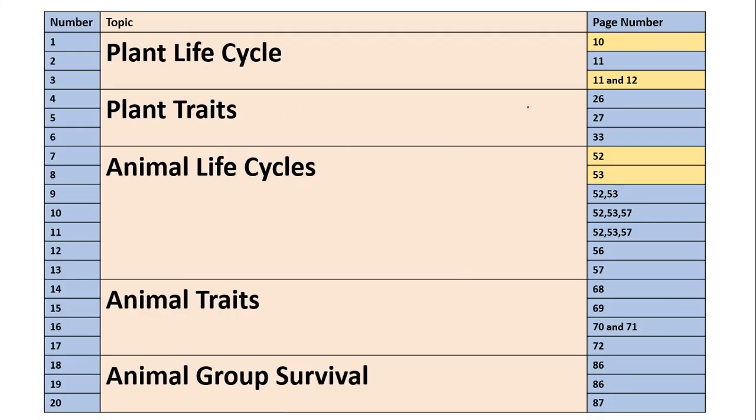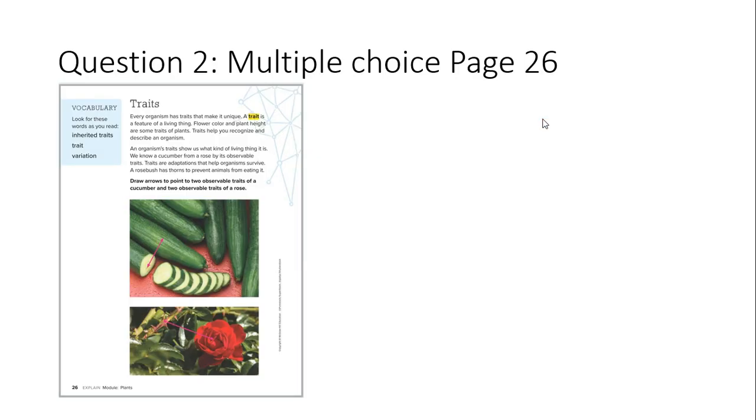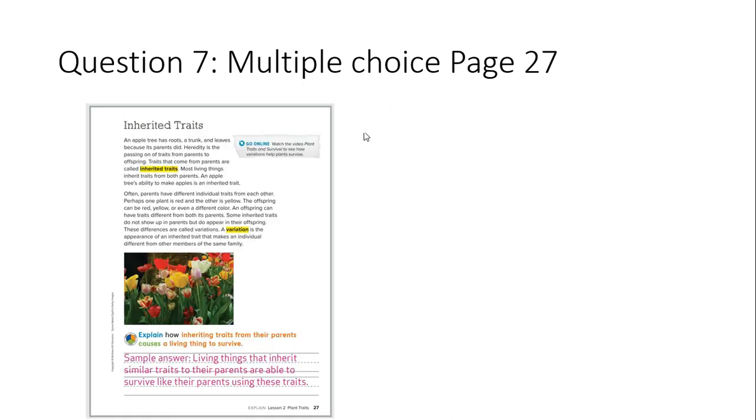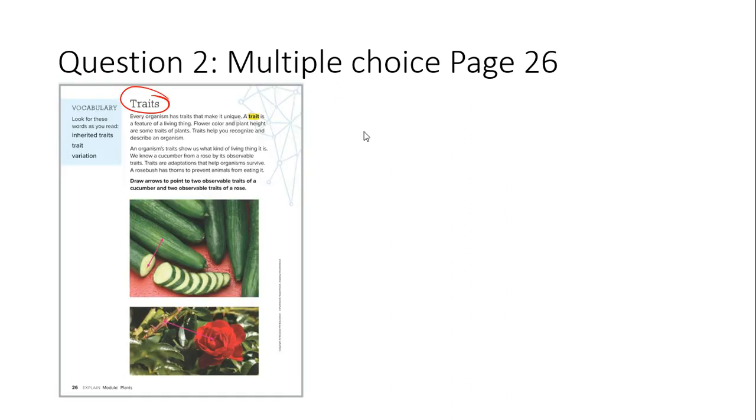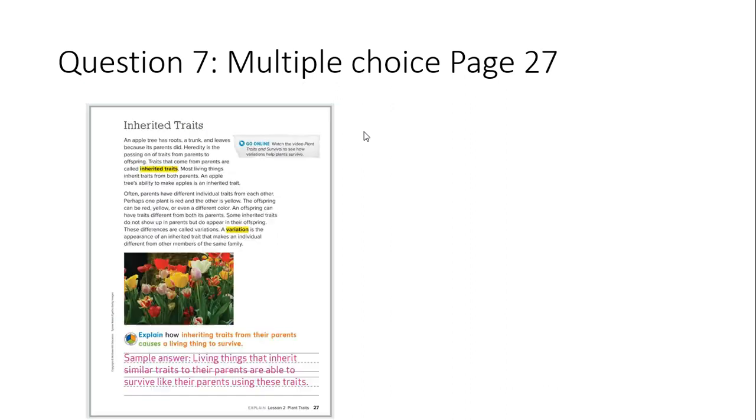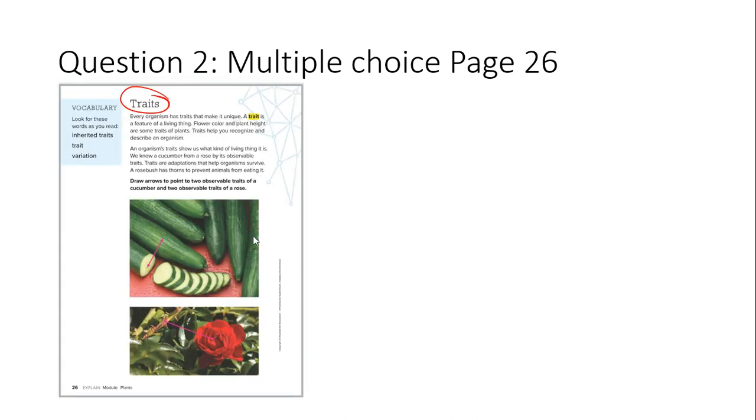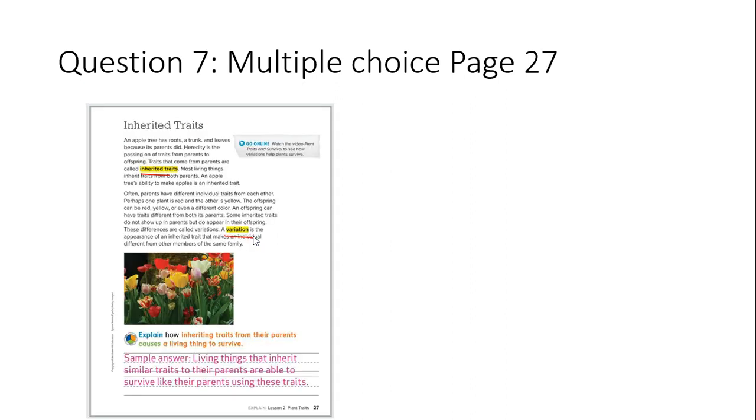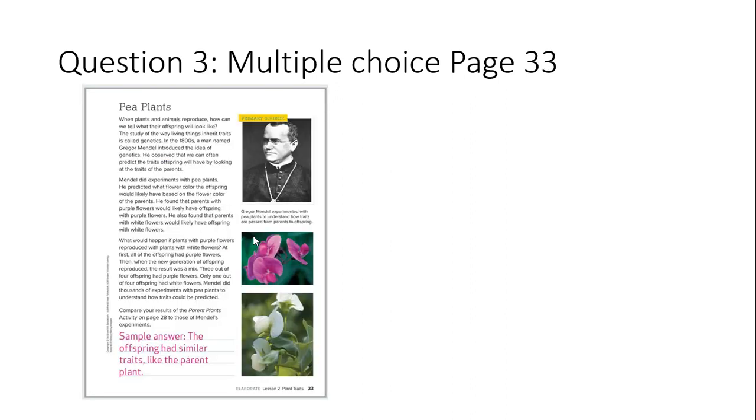Okay, so now we are going to look at the three multiple choice questions that may come from the lesson Plant Traits. So let's talk first about what this word means. A trait. A trait is a feature of a living thing. Okay, so these words are kind of related. We have the word trait, inherited trait, variation. Okay, so you will get a question from page 26, 27, and 33.